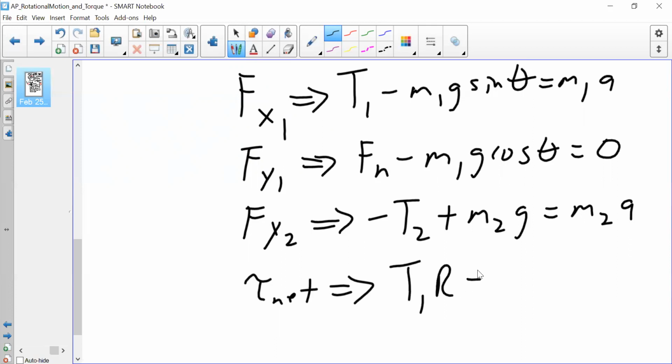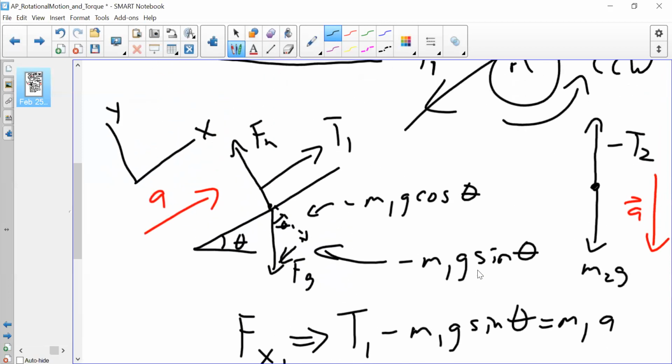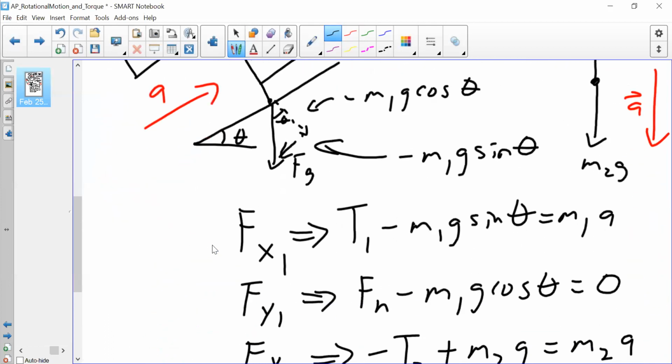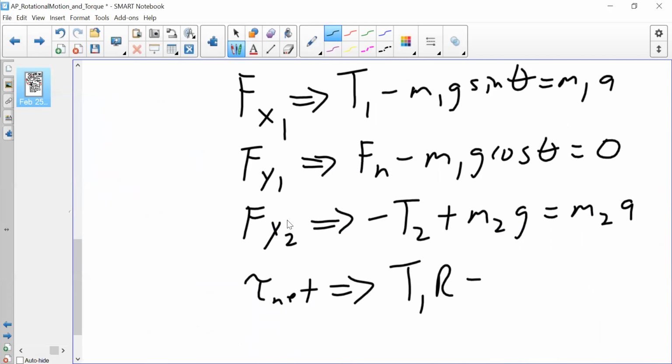And then T2R is going to be a clockwise rotation. Is everybody comfortable with that? If there's discomfort, let me know. So T2 left by himself, if you pull down this way, it's going to cause the pulley to spin clockwise as T2 pulls down on the pulley. So that's why he's going to have a negative torque. So T1R minus T2R.